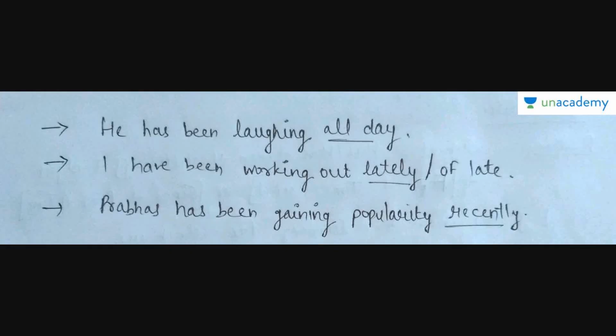Okay, there are some sentences of present perfect continuous where we haven't used for or since, but they are still considered to be in present perfect continuous. For example, he has been laughing all day. I have been working out lately or off late. Prabhas has been gaining popularity recently. You see, in these sentences too, time has been shown. When you show time in a continuous tense, it automatically becomes present perfect continuous.